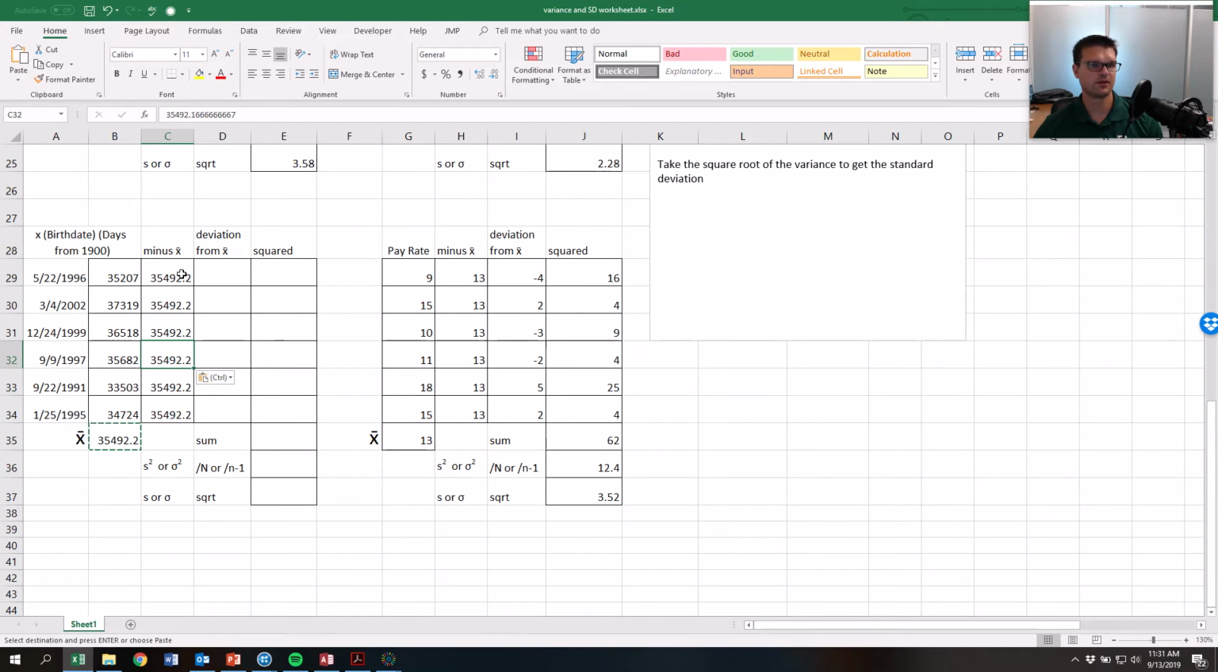a bunch of times, and now we're going to do equals this minus this, which gives you the deviation from x. So this is the number of days that each deviates from x. So this looks pretty crazy. Should these still add up to 0? Because it doesn't look like these are going to add up to 0. Well, let's see. Equals sum.